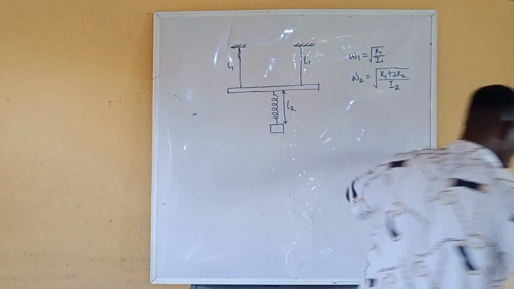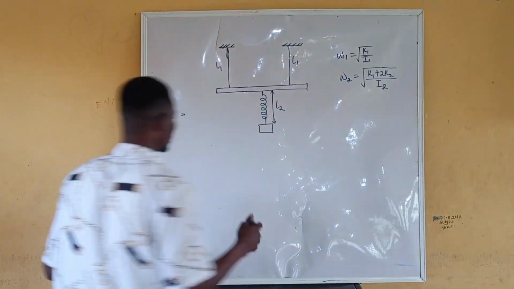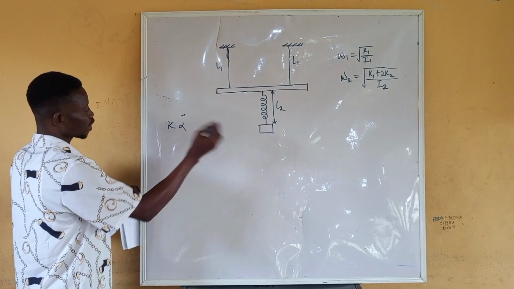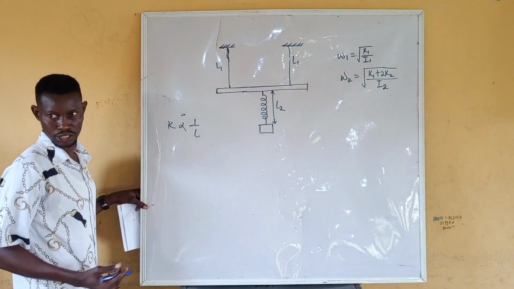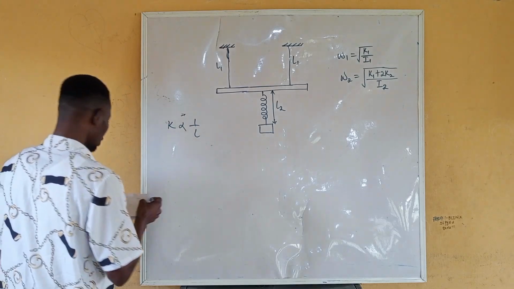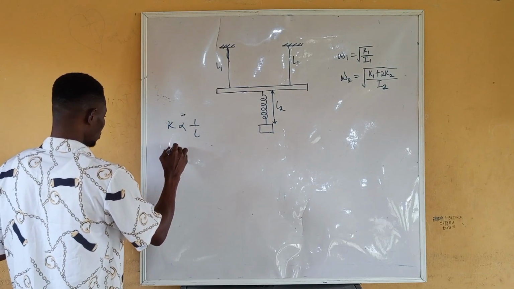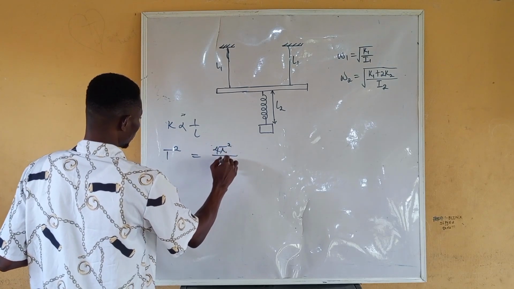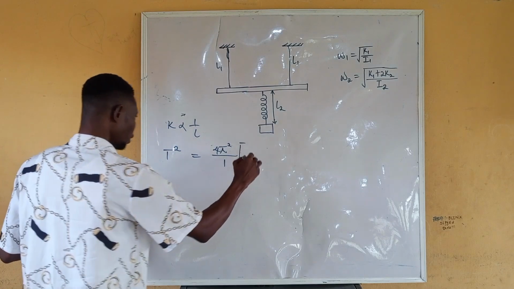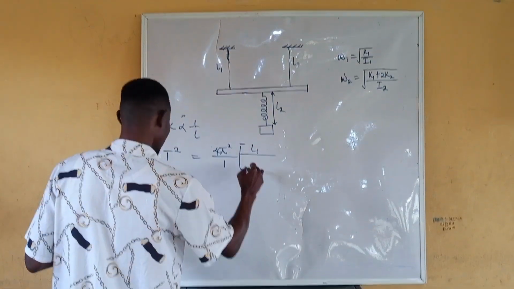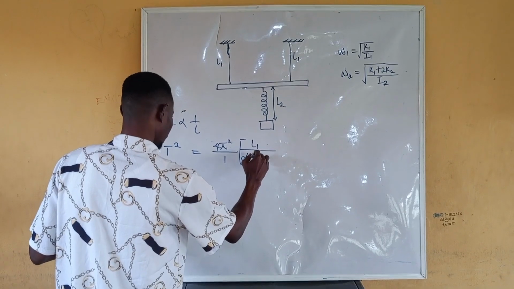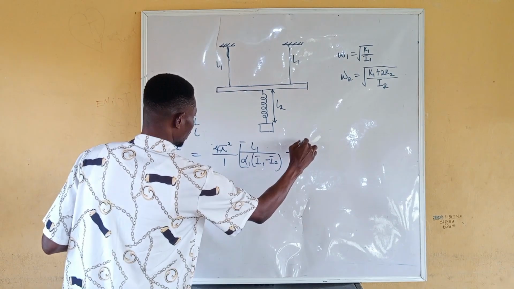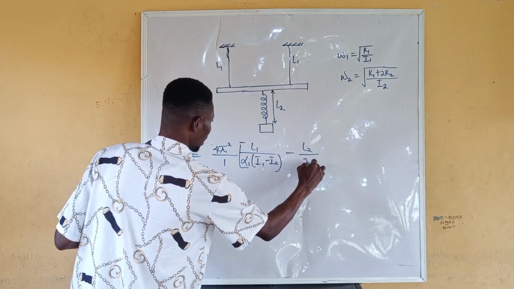So if you rearrange these equations and make substitutions, such as the fact that the torsional constant is inversely proportional to the length in each case, this will give you an equation like this. T squared is equal to 4 pi squared all over 1 into L1 divided by alpha 1 into I1 minus I2 minus L2 all over 2 alpha 2.